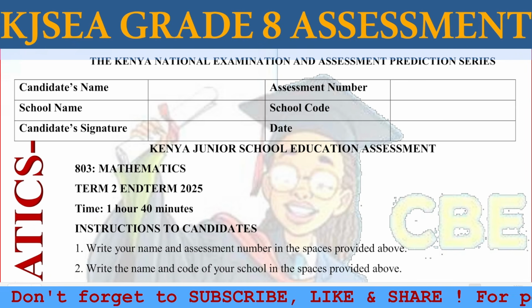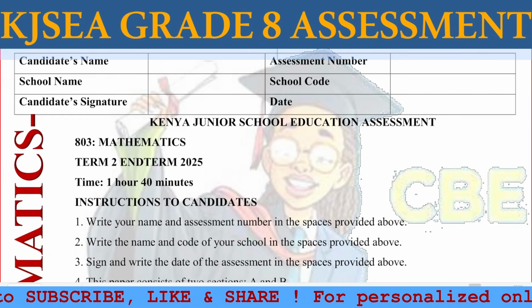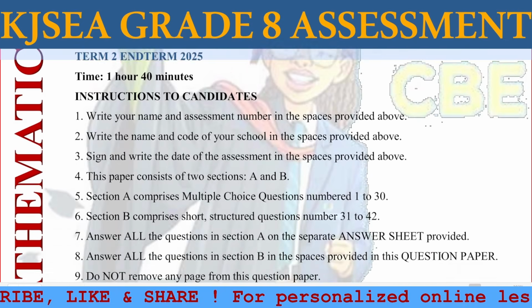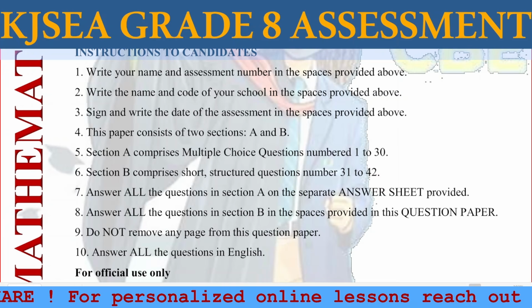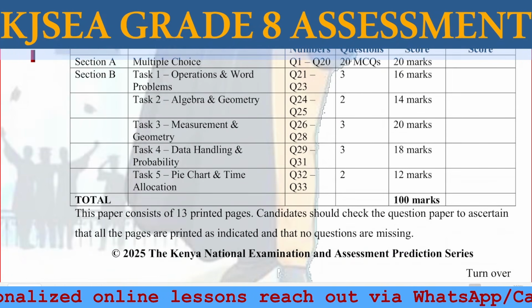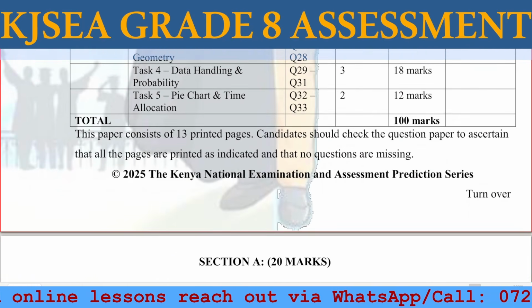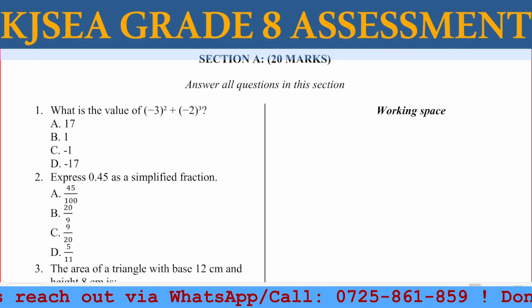We start by going through the instructions, which is very important. So read all the instructions given in this paper. There are multiple choice questions. That is, section 1 has multiple choice questions. And then you can see all the other section B and then the total. So very first, we go to section A, 20 marks.